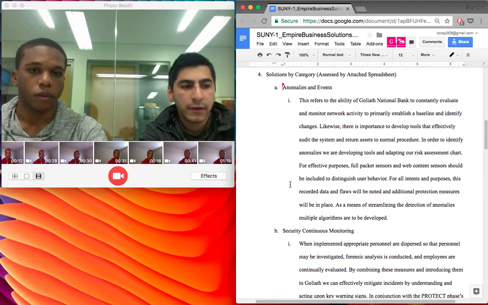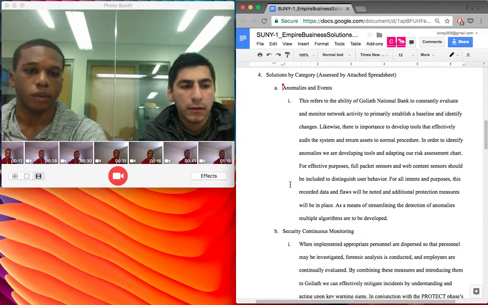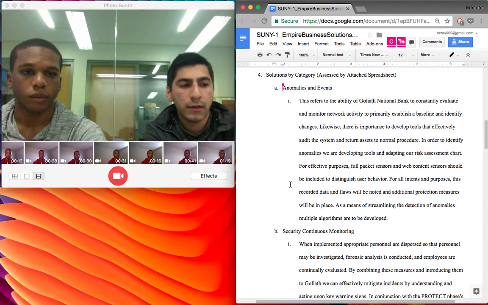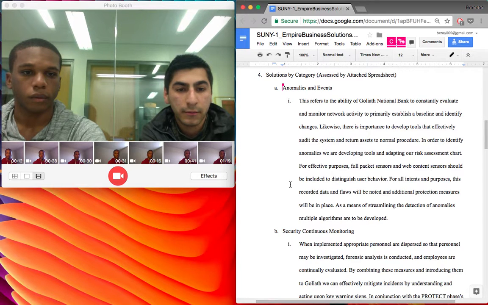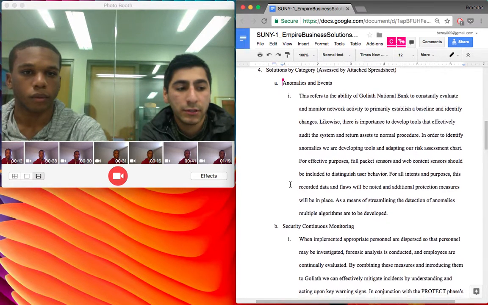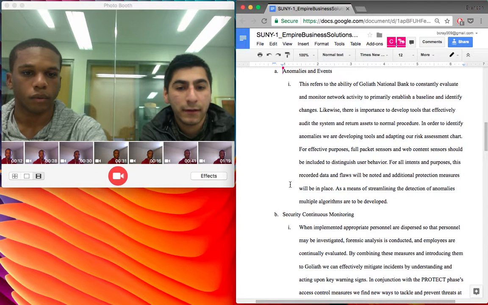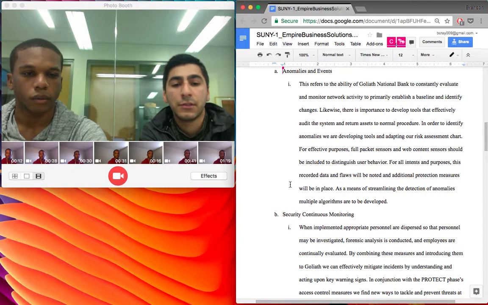Here are solutions by categories. Anomalies and events. This pretty much refers to the ability of the Black Bank to constantly evaluate and monitor network activity to primarily establish and identify changes. There's importance to develop tools that effectively audit the system and return access to normal procedure. In order to identify anomalies, we're developing tools and adapting our risk assessment chart.